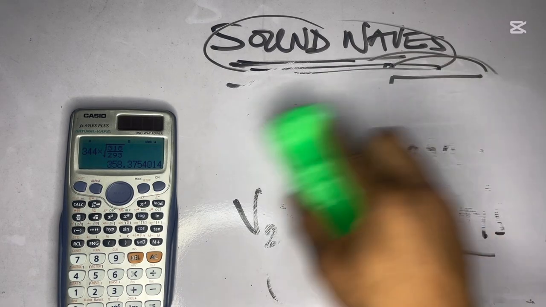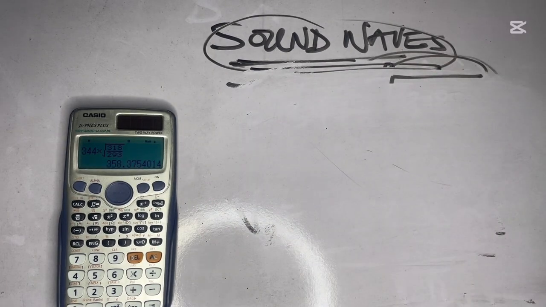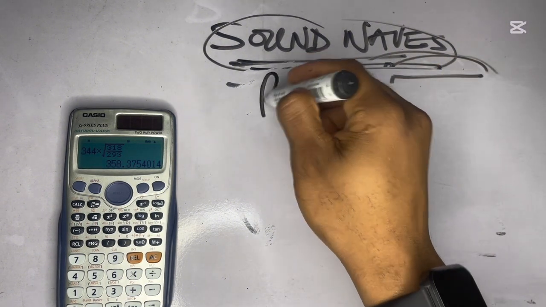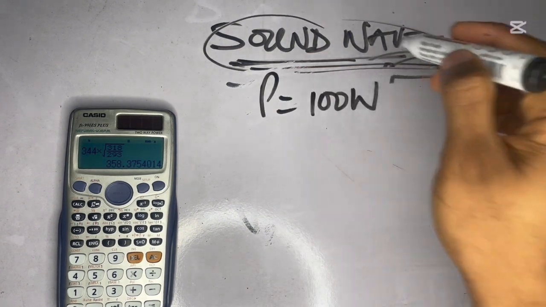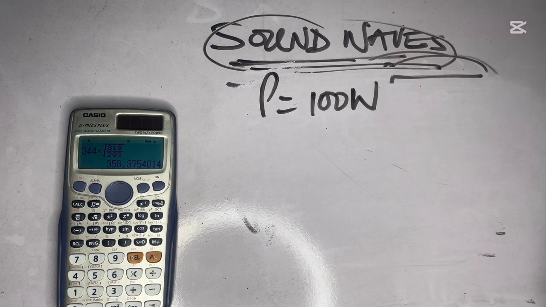So now let us look at another example. Please take down: a source produces 100 watts of sound. If the energy spreads out spherically, determine the intensity of the sound at a distance of 100 meters.